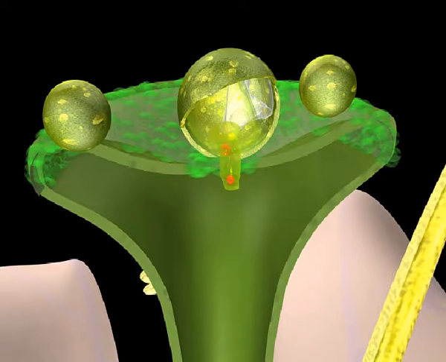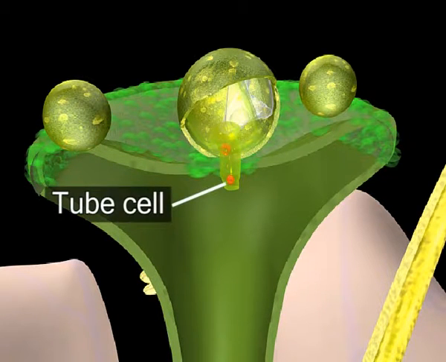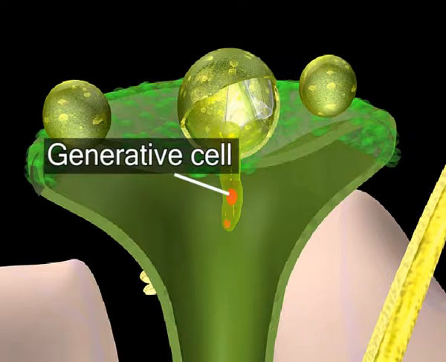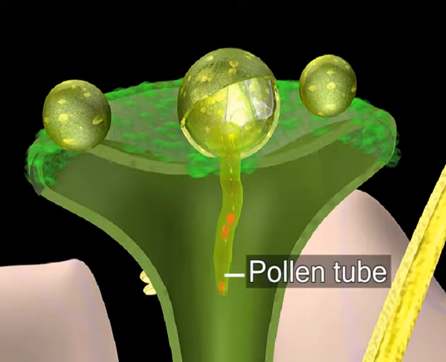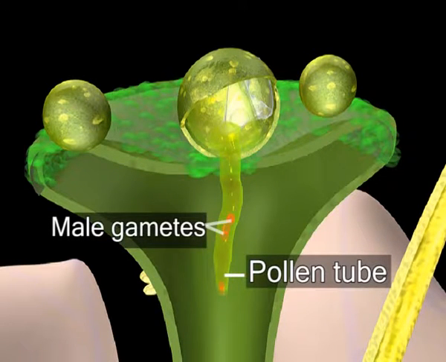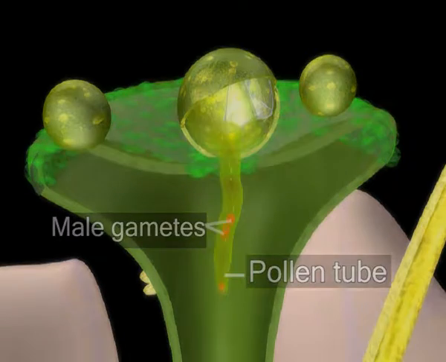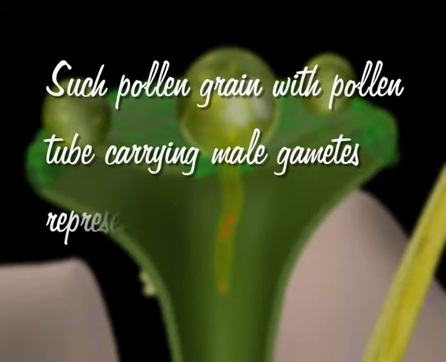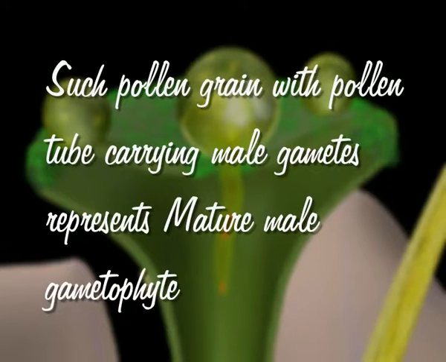The tube cell enlarges and comes out of the pollen grain through one of the germ pores. This tube is covered by intine. The tube nucleus reaches the tip of the pollen tube. Generative cell also passes into it. On the way it divides into two cells known as male gametes. So this was all about post-pollination changes. Such a pollen grain with pollen tube carrying male gametes represents the mature male gametophyte.